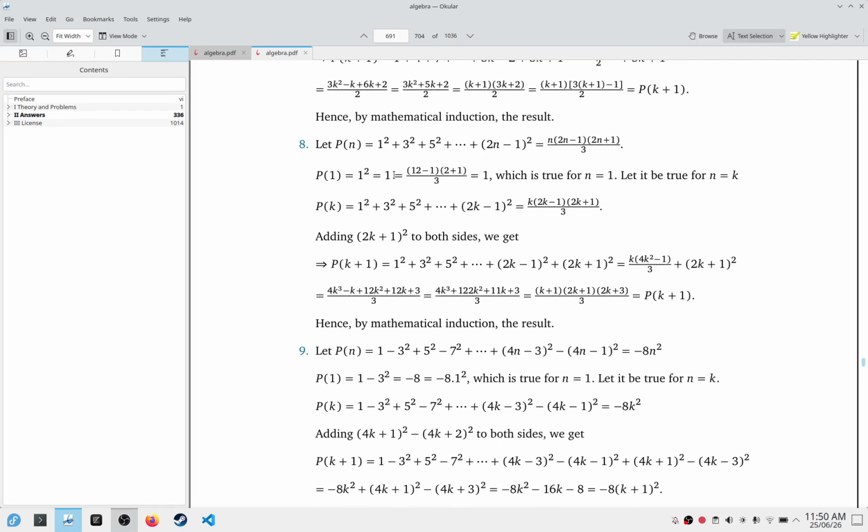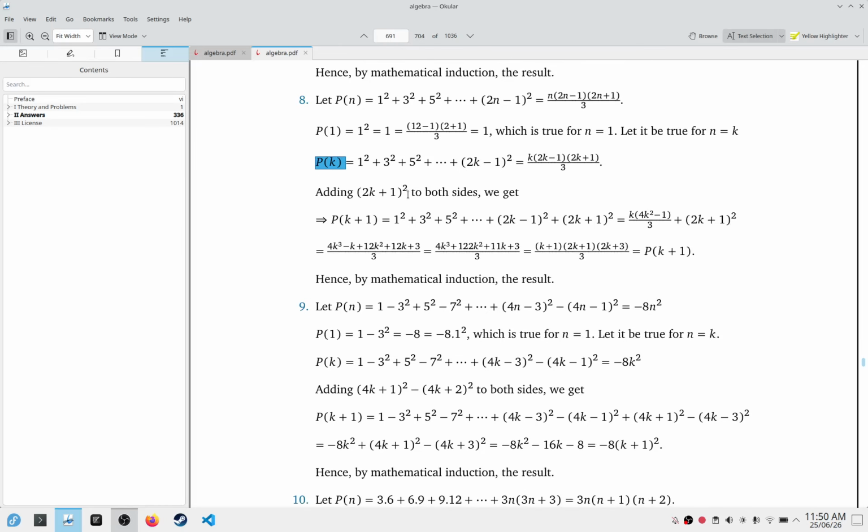To proceed similarly, we substitute n equal to 1 and get P1 is equal to 1 squared, which is 1 times (2 minus 1) times (2 plus 1) by 3, which is equal to 1. So it is true for n equal to 1. We let it be true for n equal to k, so we substitute n equal to k.